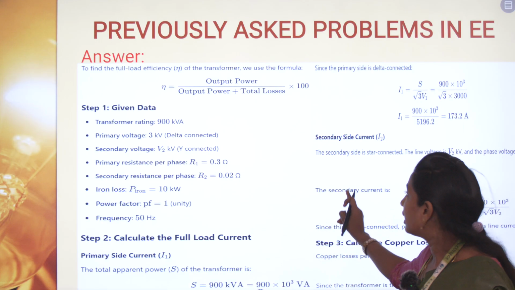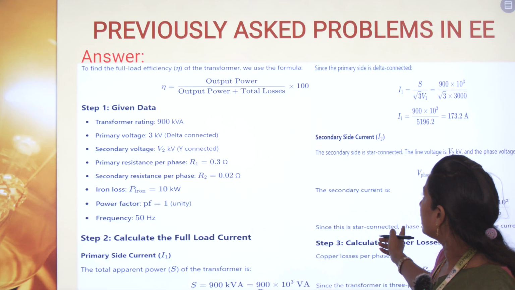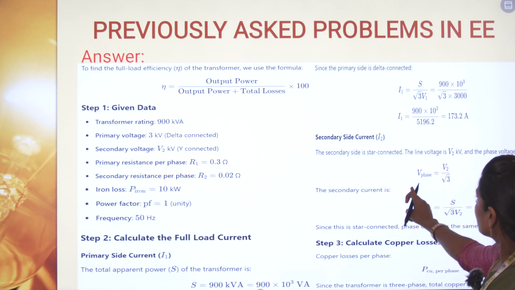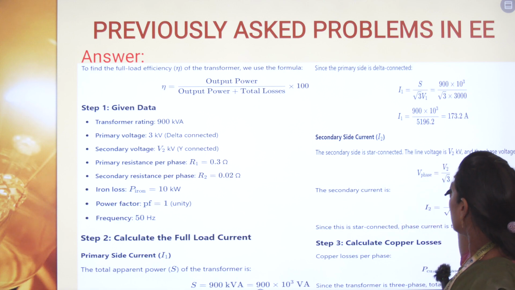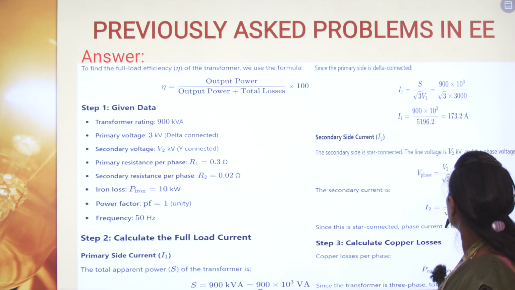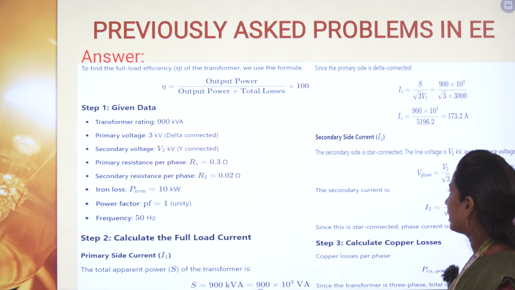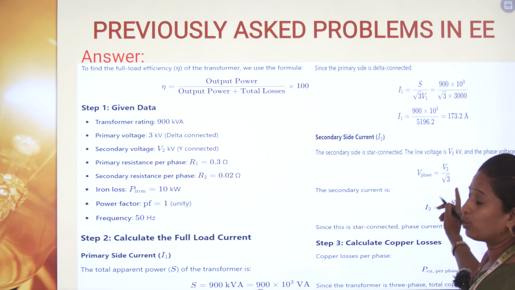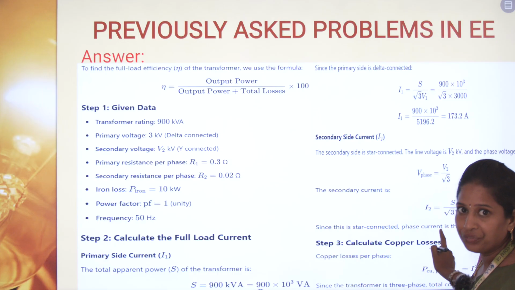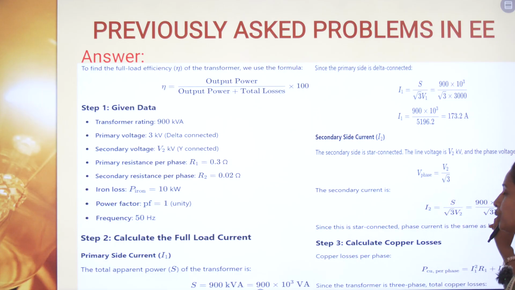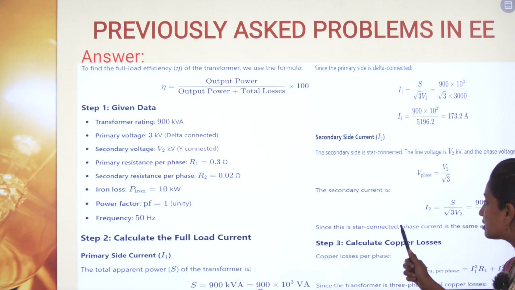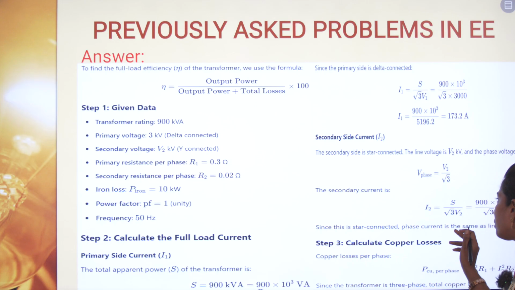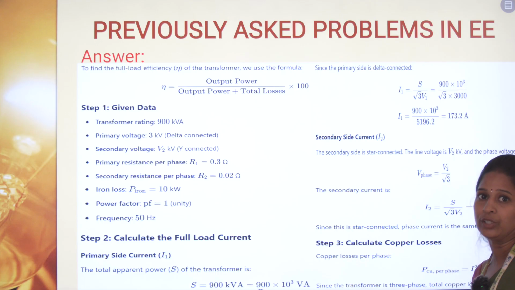And the secondary side current can be calculated using this formula. The phase voltage formula is V2 by root 3. So the secondary current is I2 is equal to S by root 3 into V2, that is 900 into 10 to the power of 3 divided by root 3 into V2. Since this is star connected, the phase current is the same as the line current.